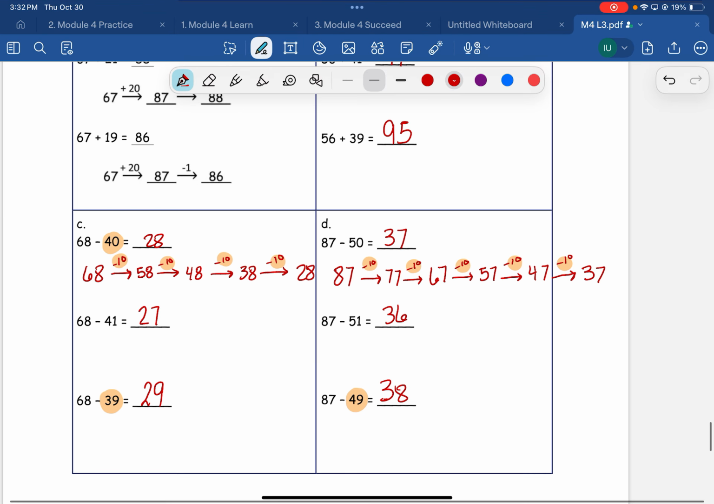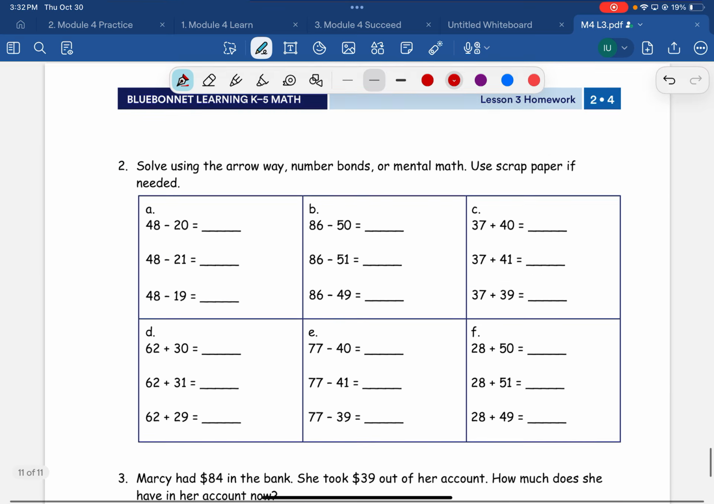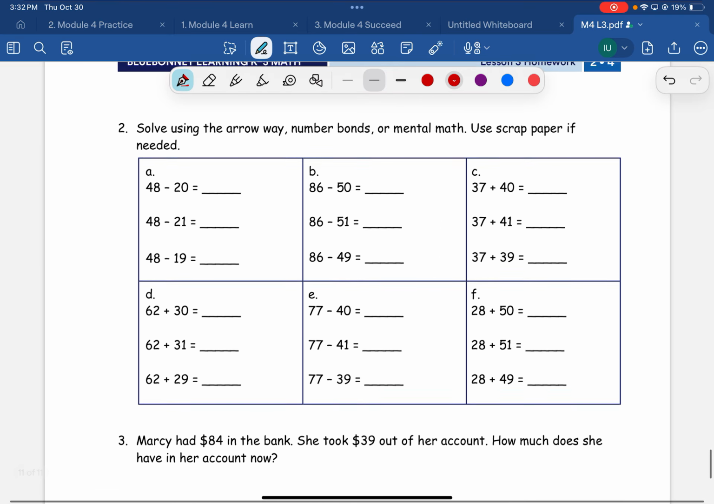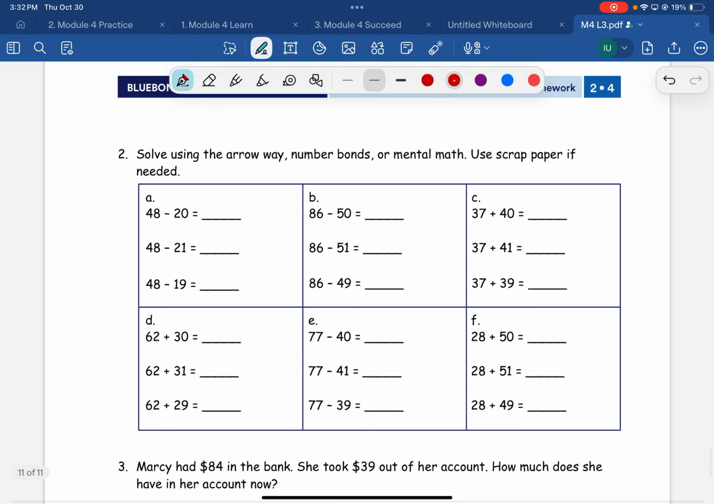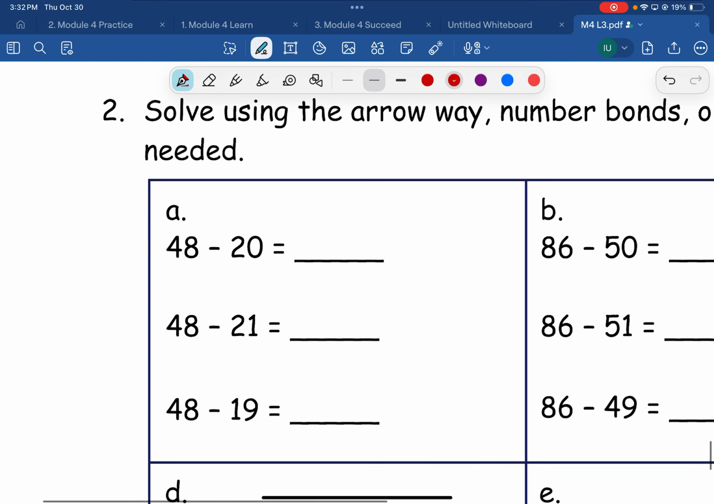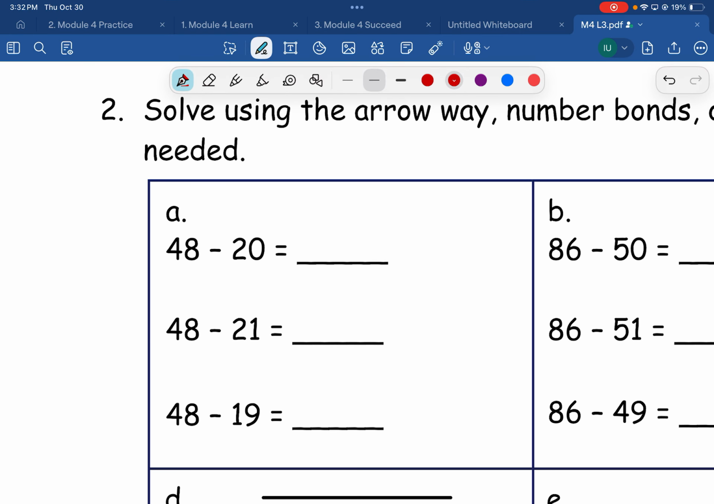Okay? All right, let's go to the back of the page. So when you do your homework, you're going to look at the back of the page. Here we go. It says solve using the arrow way, number bonds, or mental math. Use scrap paper as needed. You could do it right here. You could do the arrow way.